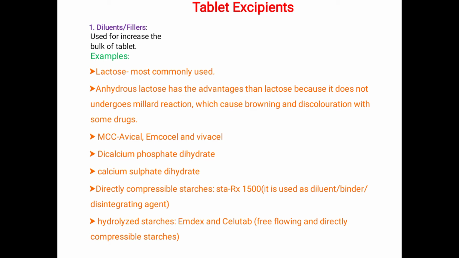The next one is MCC. MCC means microcrystalline cellulose. The brand names for MCC are Avicel, Emcocel and Vivocel. Brand names are also important. Next one is dicalcium phosphate dihydrate, calcium sulfate dihydrate. Next one is directly compressible starches.